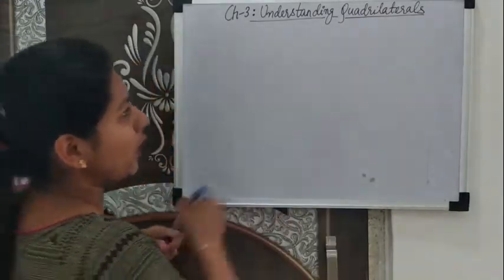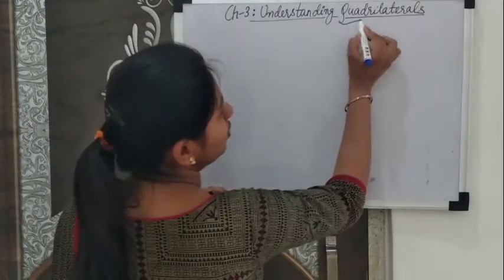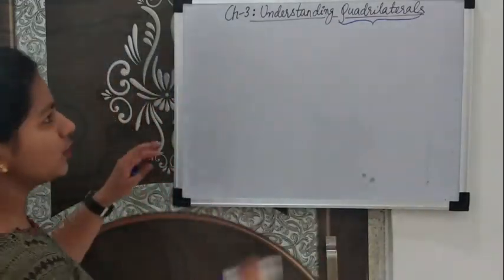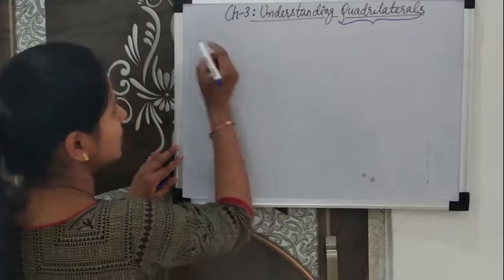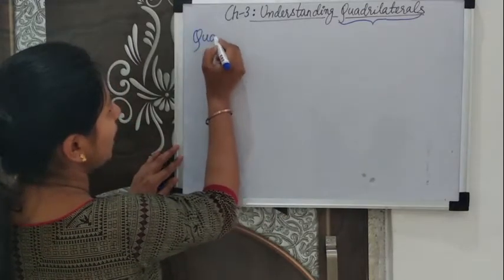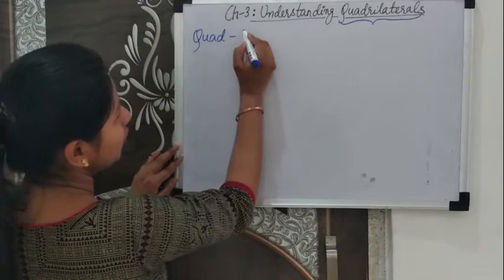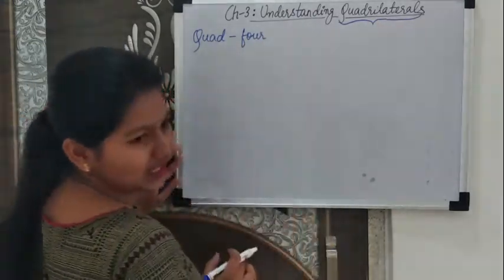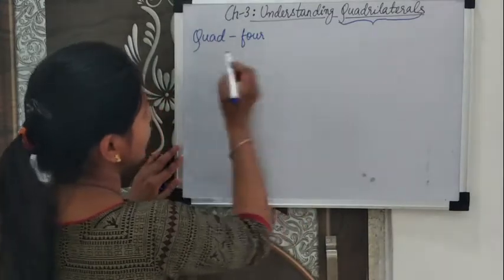Quadrilaterals. Now this word quadrilaterals is completely new for you. First of all, I will explain what is the meaning of this word. The word quad means four. Fine. And quadrilateral means having four sides.